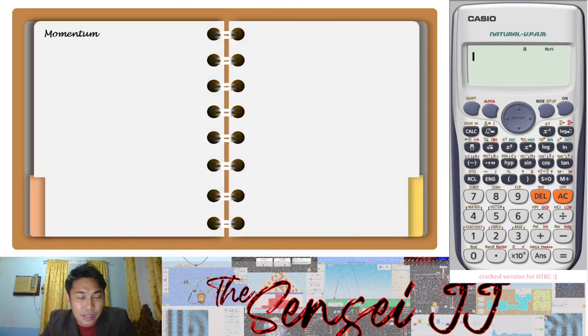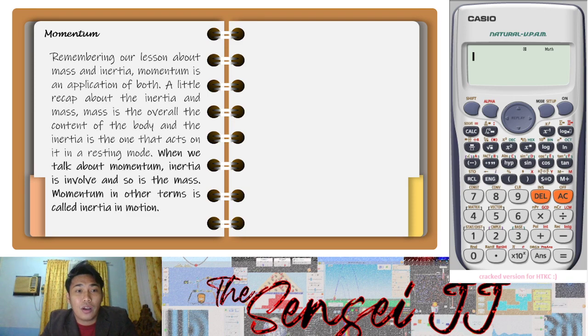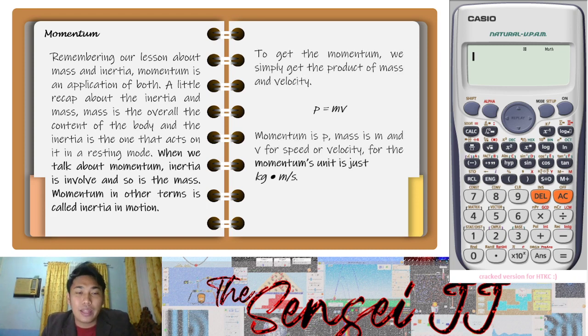Okay, so next we have momentum. Momentum is the movement of the object wherein mass and velocity are involved. So when we talk about momentum, inertia is involved. Remember our lesson about mass and inertia. Momentum is an application of the two of them, the mass and the velocity. You cannot have momentum without mass or without velocity. So both of them are present in the situation.